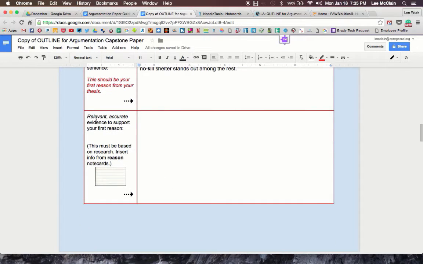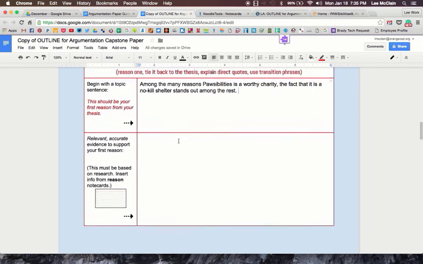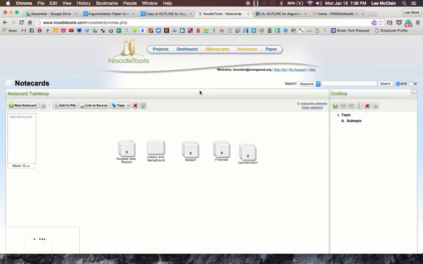Next, I need evidence to support this. I'm saying that they're a no-kill shelter. Well, I need evidence that proves that they are a no-kill shelter. This must be based on research. I've already done my research, so I need to just insert the info from my reason note cards. Easy. So I've got my reason note cards. There are 2. Let's see, I have part 1 and part 2.